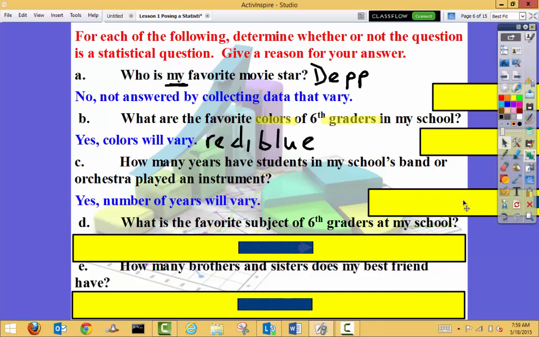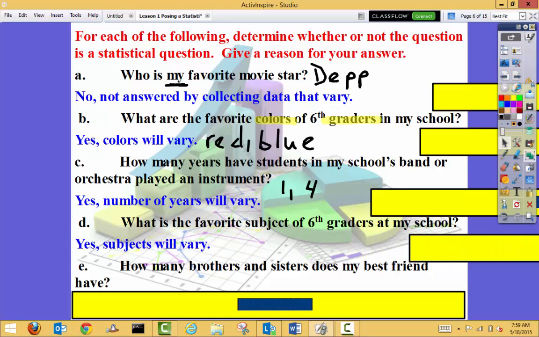How many years have students in my school's band or orchestra played an instrument? Well, this one also can change. Somebody could have played for just 1 year. Somebody could have played for 4 years. So there's a change that can answer in those questions. What is the favorite subject of sixth graders at your school? Again, this one can change because someone might like a different subject. You could get math, or you could get English, or you could get Spanish. There's a whole bunch of change that could answer.